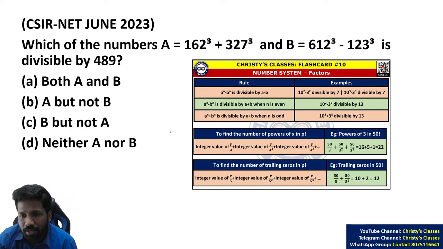For example, look at 10³ minus 3³. Sorry, 10² minus 3², is the power odd or even? 10² first we will do. 100 minus 9 is 91. 91 is divisible by 7, right? What is 7? 10 minus 3. So even when the power is even, this is satisfied.